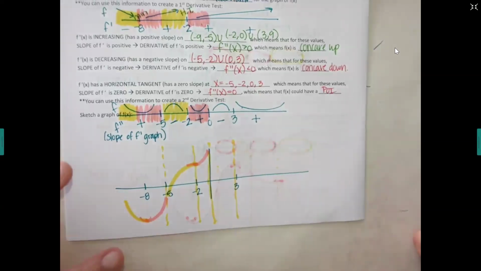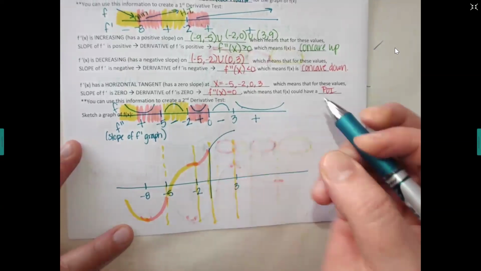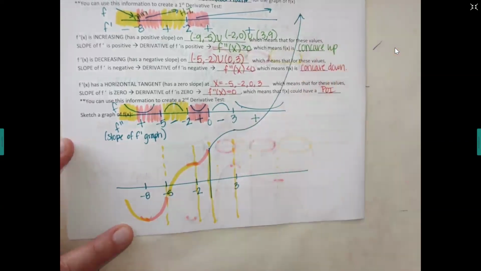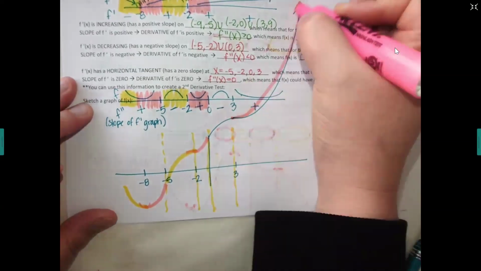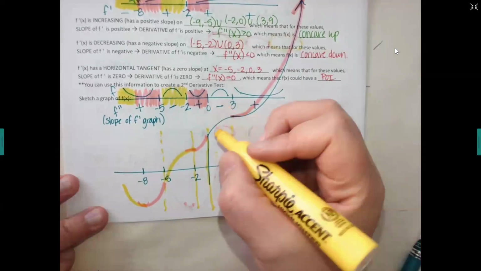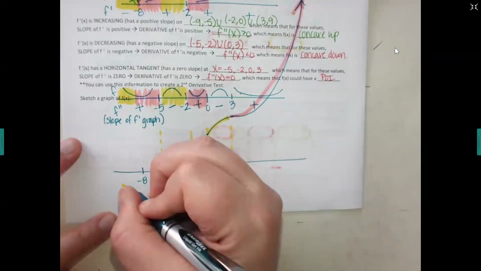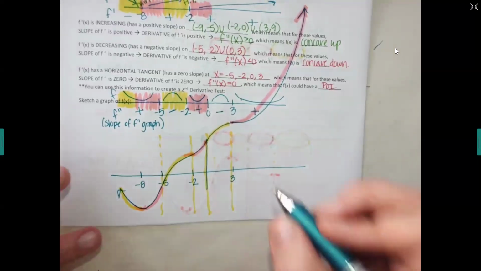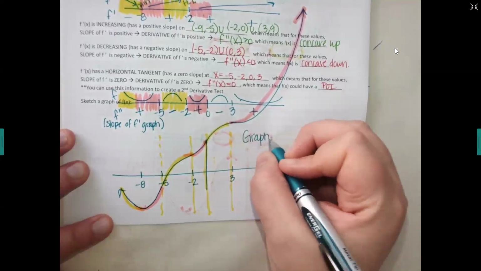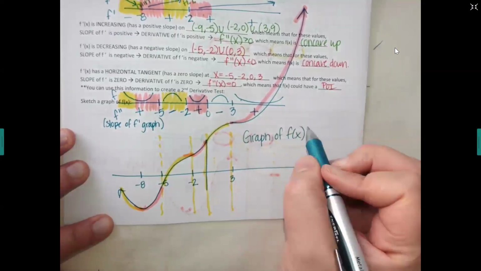Okay, so it's going to stay increasing the whole rest of the time, but I'm going to go concave down till 3 and then back to concave up. So let's draw the rest of our picture. We're going to go concave down and then back to concave up. Okay, and that is what your graph of f must have looked like. Is it confusing?